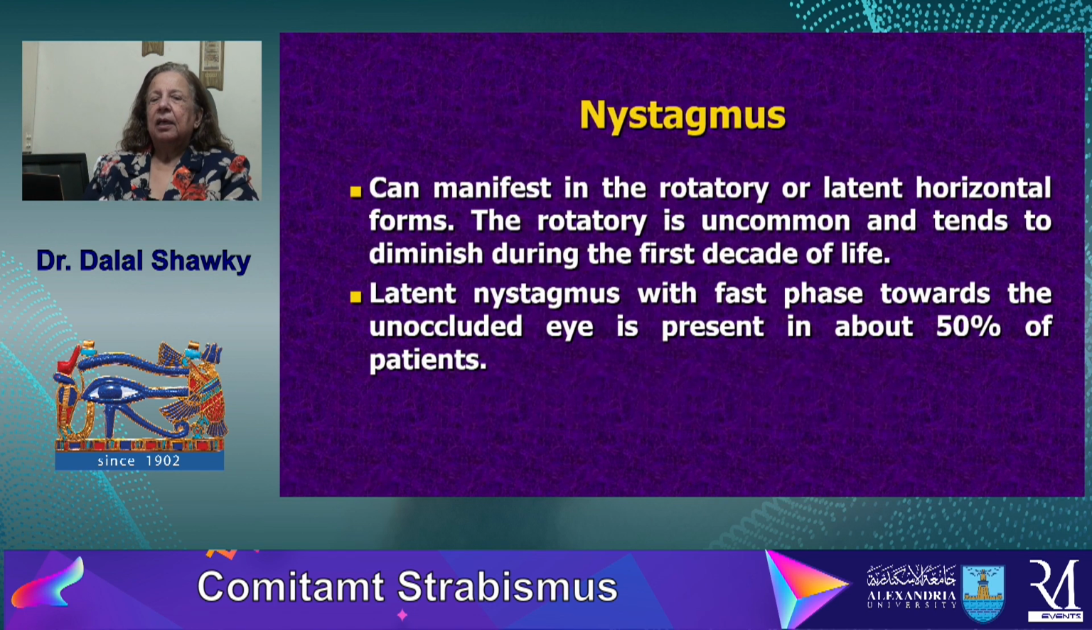Nystagmus. Latent nystagmus can occur either in the rotatory form or in a horizontal form. The horizontal latent nystagmus with a rapid phase toward the unoccluded eye is also present in about 50% of patients of congenital esotropia. How to detect it?